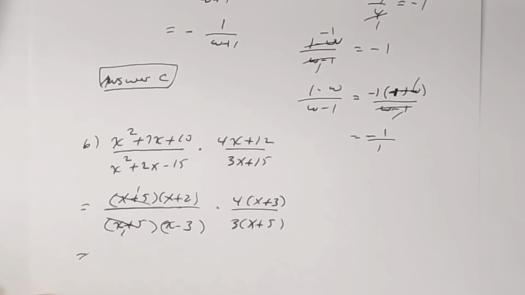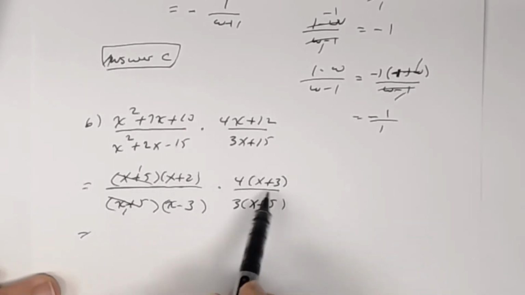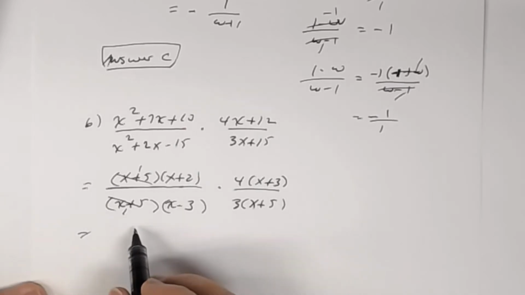There's no factor of x plus 2 in the denominator. The next factor is x plus 3. There's no factor of x plus 3 in the denominator. So that's about all I can factor, right? Let me just make sure I did all this correct. All right, so that's about all I can factor.